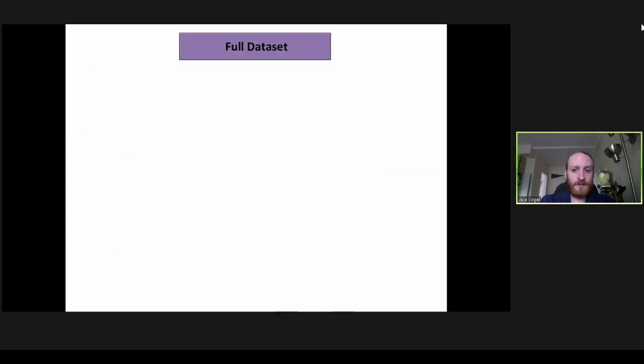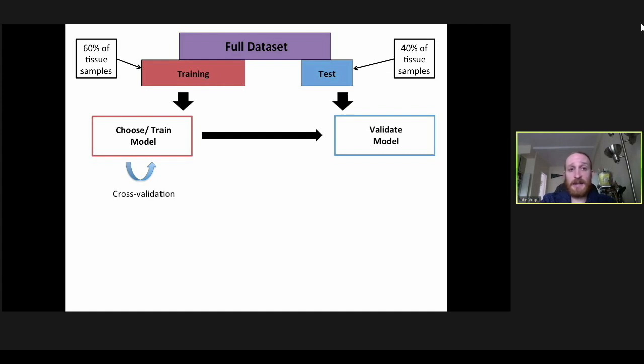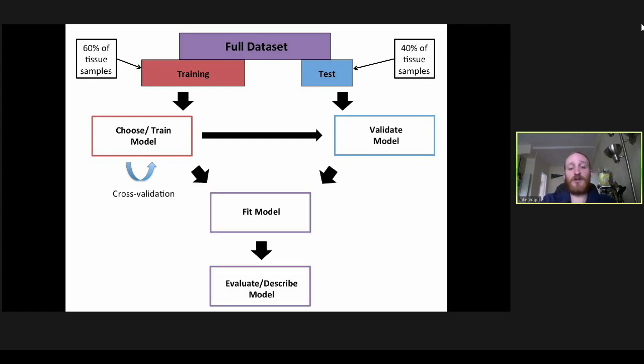We first use a cross-validation framework where we separate tissue samples into training and test sets. We identify the best models for our question at hand using the training set, and then we test the model by predicting the spatial coordinates of left-out tissue samples in the test set using just gene expression information. And if we're satisfied with that step, we can then fit the model to the entire data set, decompose the spatial and genomic gradients, and describe them.